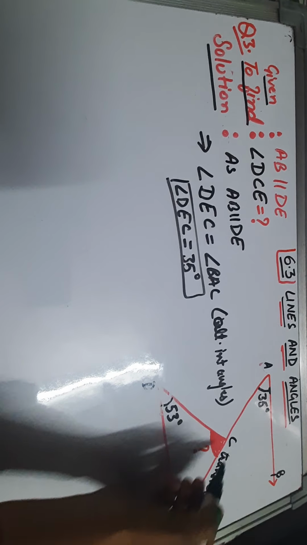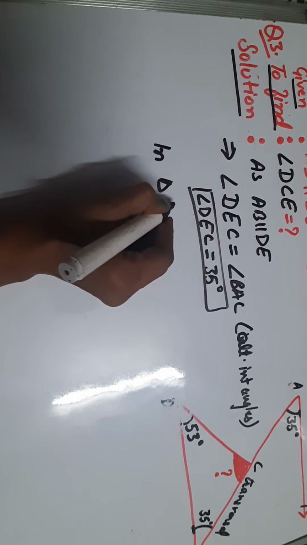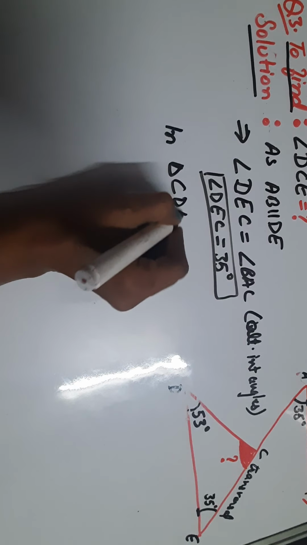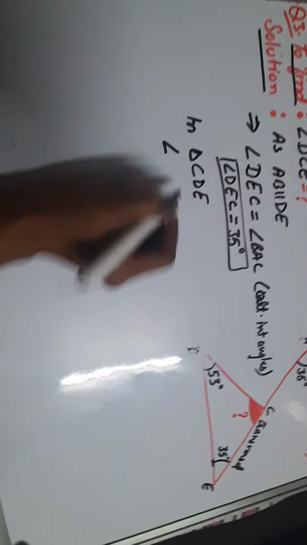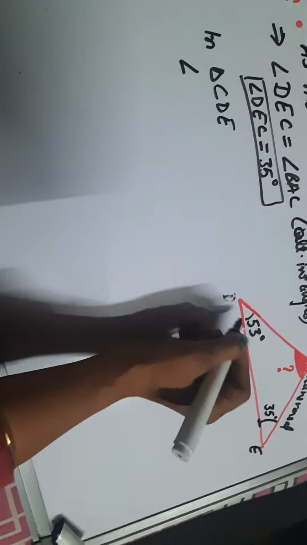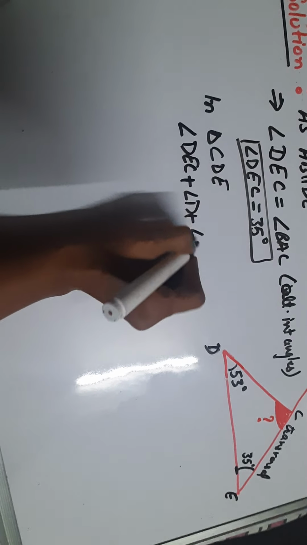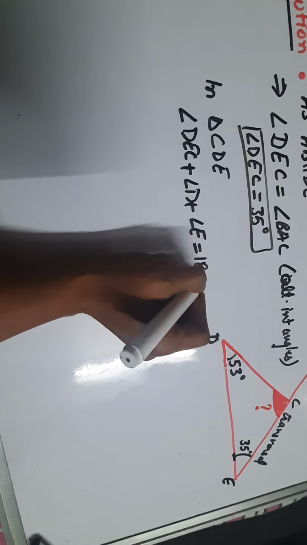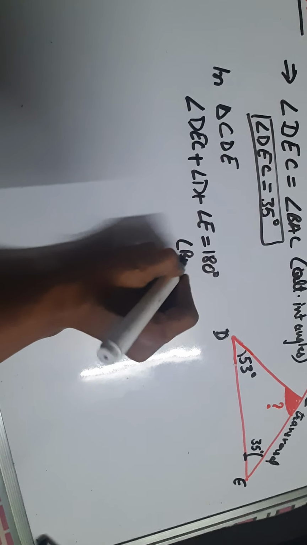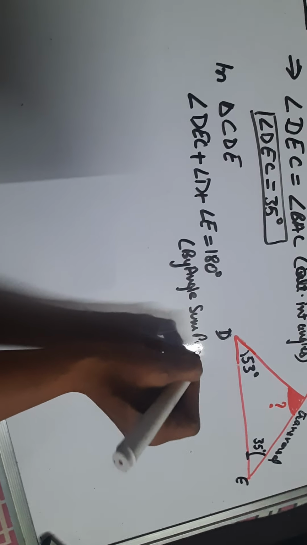Now in triangle CDE, we have to mention the name of the triangle. In triangle CDE, angle DCE plus angle D plus angle E is equal to 180 degrees. And what is the reason? By angle sum property. By angle sum property.